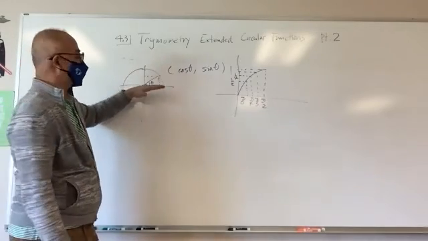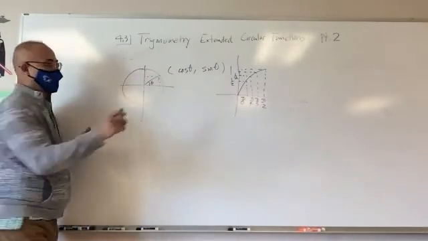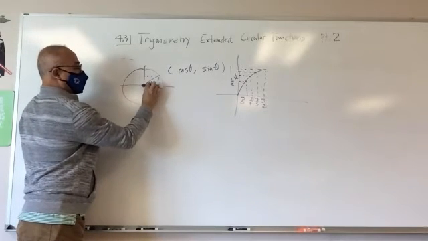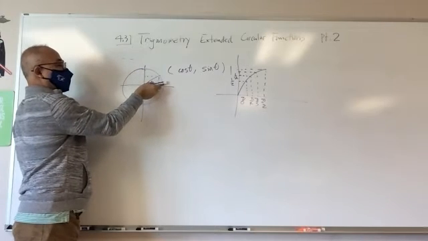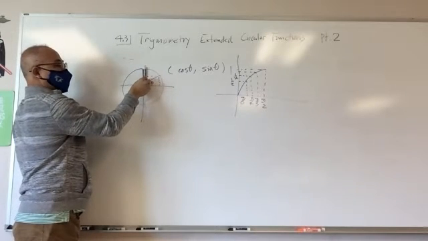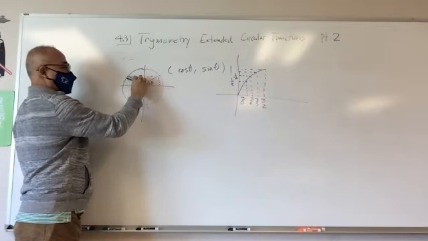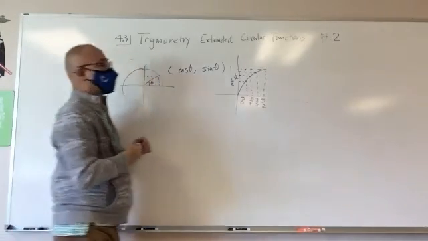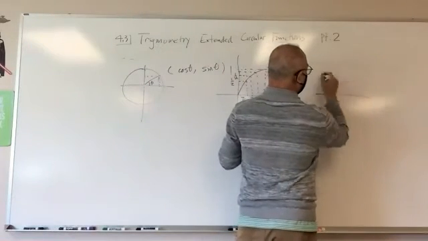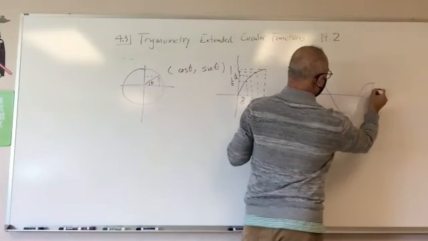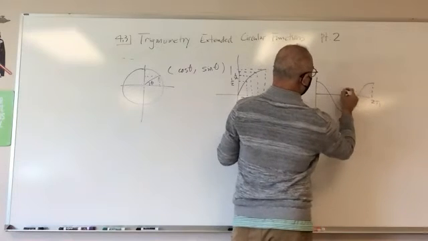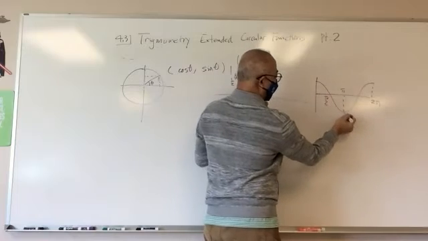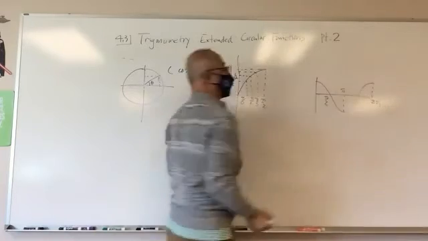For the cosine, you're going to look at the x values, right? So it's going to be maximum here. It's going to be 1, because right here the x value is 1. It's going to start to go down to 0 here, because the x value here is 0. And then the x value is -1, 0, and then back to 1. So the cosine graph starts at 1, goes to 0, -1, 0, and 1. Right? Okay.